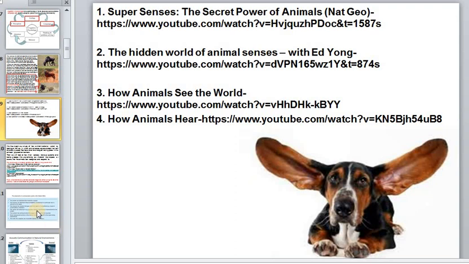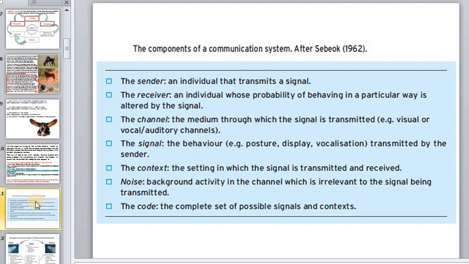And now we need to talk about the components of a communication system. We have many new words. I made a vocabulary, and here you see the sender, an individual that transmits a signal; the receiver, an individual who is likely to behave in a particular way, altered by the signal; and the channel, the medium through which the signal is transmitted.